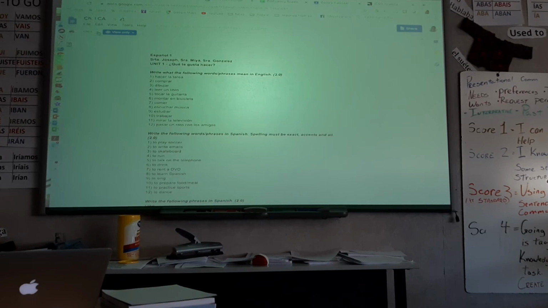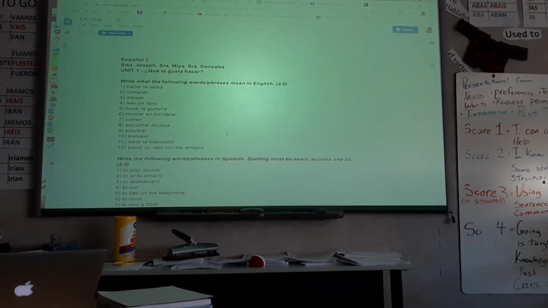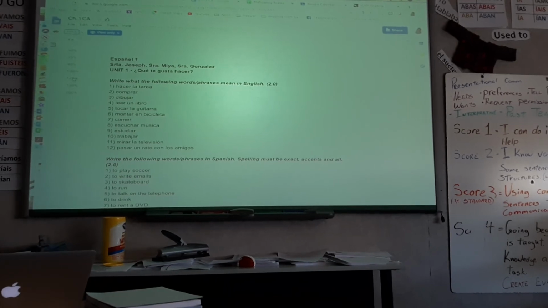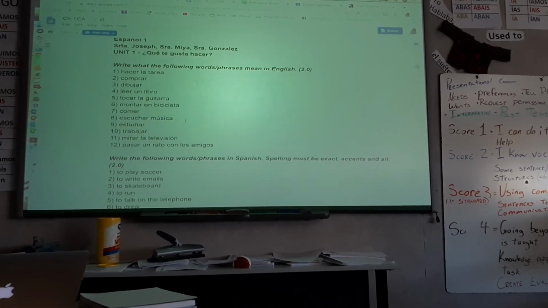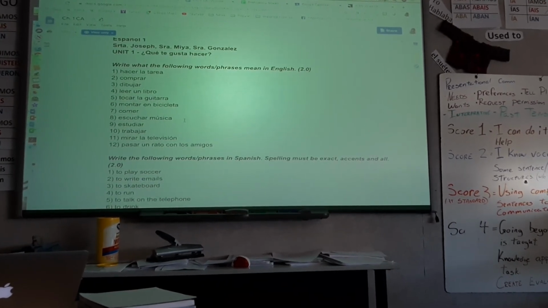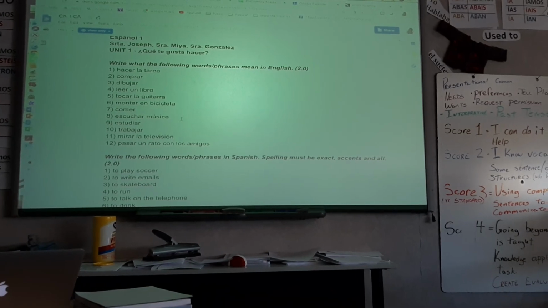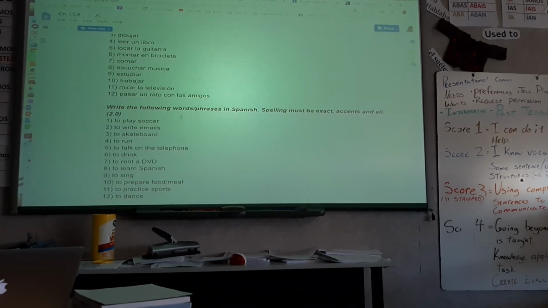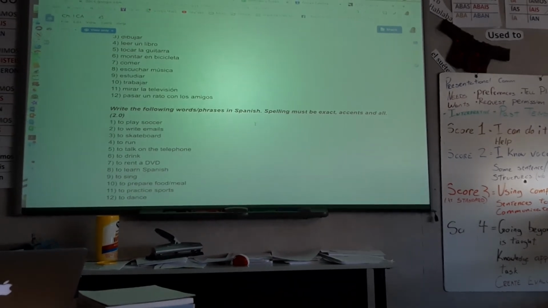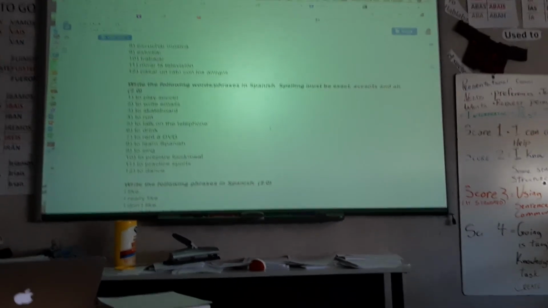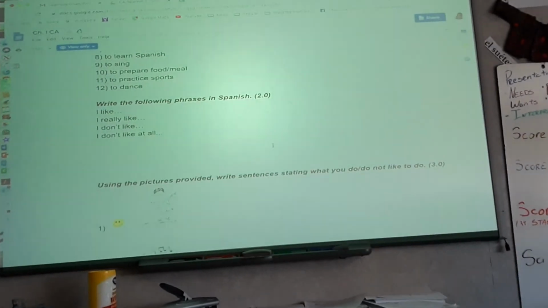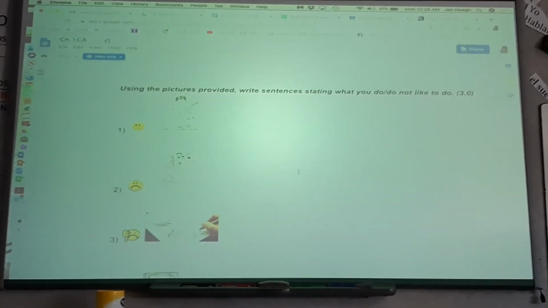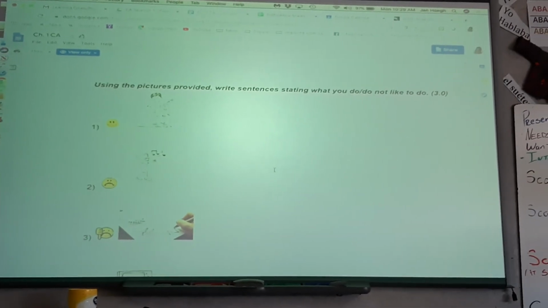Let me make that a little bit larger. This is the end of unit assessment. Write what the following words and phrases mean in English. Obviously that's score 2 where they just have that simple recall. Write the following words and phrases in Spanish. Spelling must be exact, accents and all. Write the following phrases in Spanish. And then we get to score 3. Write sentences stating what you do or do not like to do.